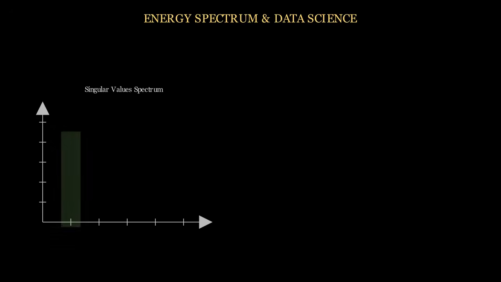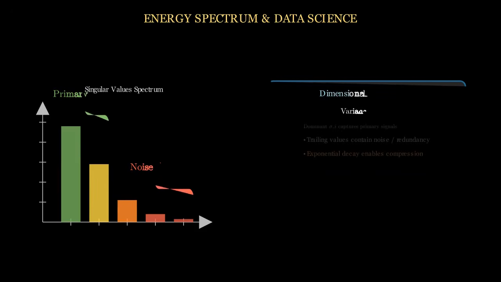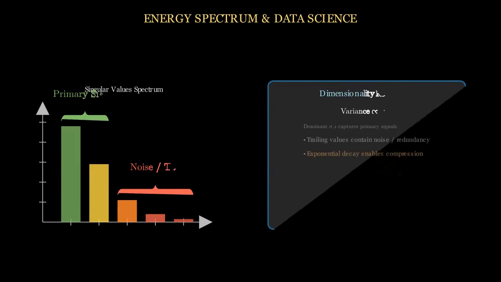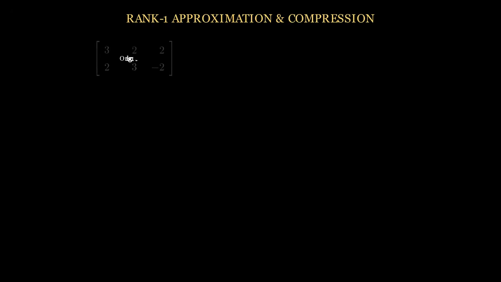The diagonal entries of sigma, the singular values, are always sorted in descending order, from largest to smallest. They represent the dominance and impact of each singular vector. In data science, these values tell us exactly how much variance or information each axis captures. The first few singular values are usually large, while the rest quickly drop close to 0. This means most of the matrix's transforming power is concentrated in a few key directions, capturing the essential data structure.